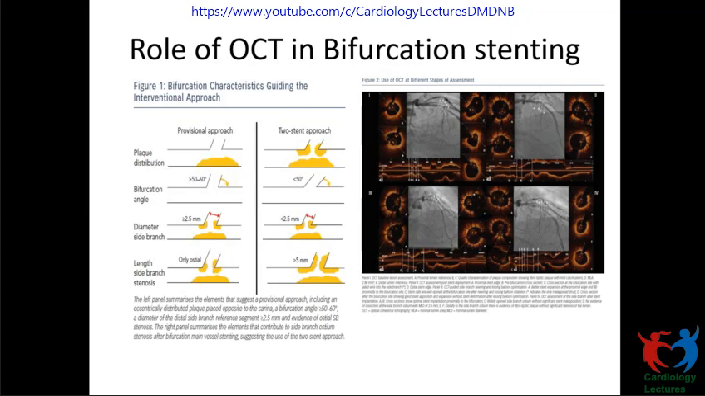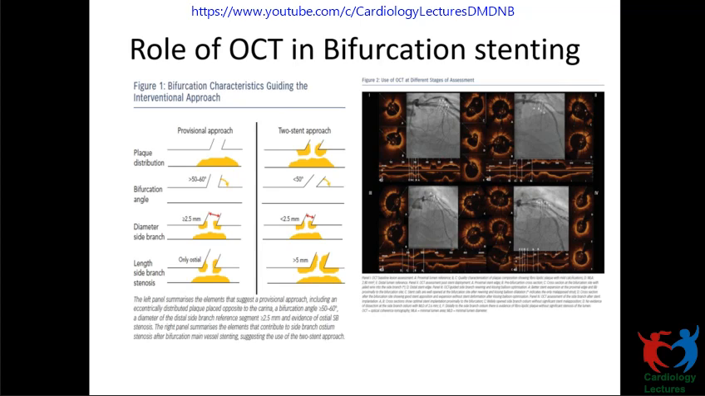Even the angulation of the diagonal is very odd actually. It looks like beyond 70 degrees. So it may be more difficult unless you do the pre-dilatation and the pre-wiring before doing any procedure.